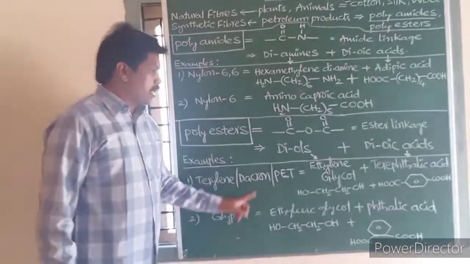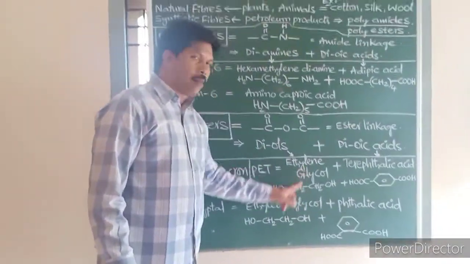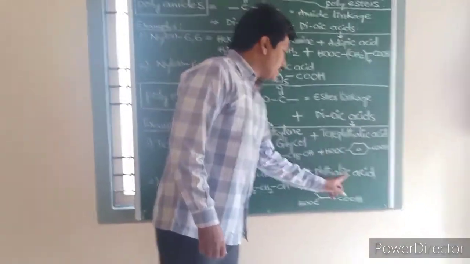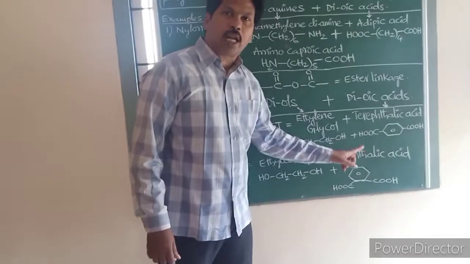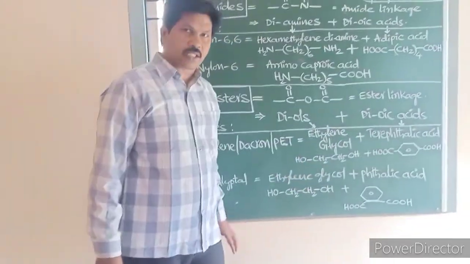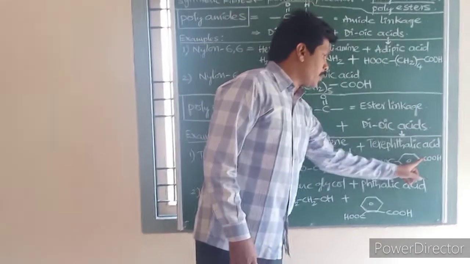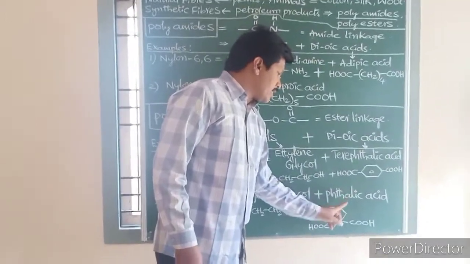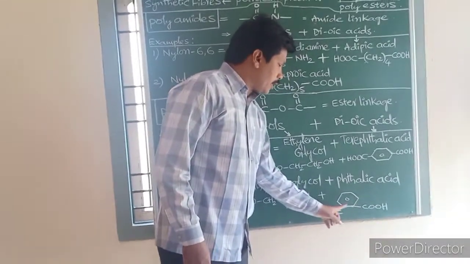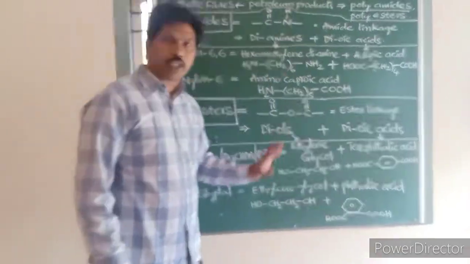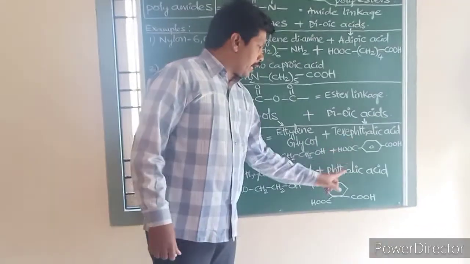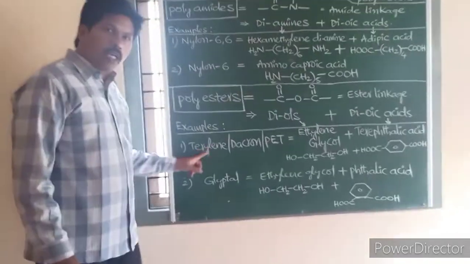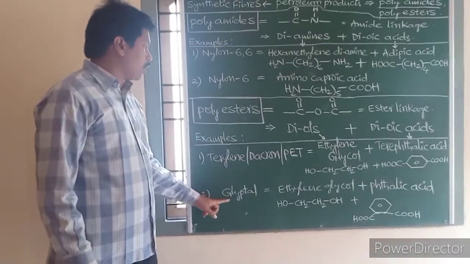Here in these 2 examples, ethylene glycol is the same monomer repeated in terylene and glyptal. And terephthalic acid and phthalic acid are known as positional isomers in these 2 polyesters, because the COOH groups are present in terephthalic acid at the 1,4 positions, but in phthalic acid the COOH groups are present at the first and second positions of the benzene ring. That's why terephthalic acid and phthalic acid are known as positional isomers present in polyesters like terylene and glyptal.